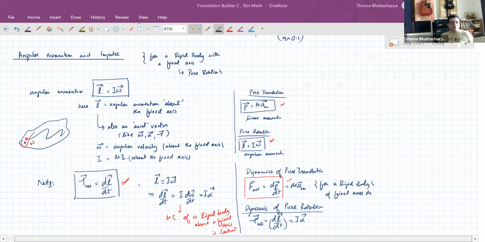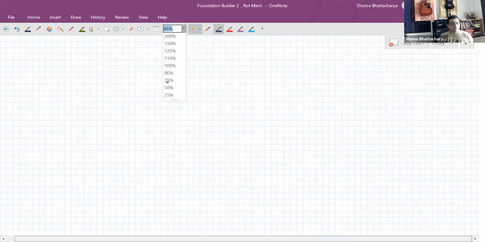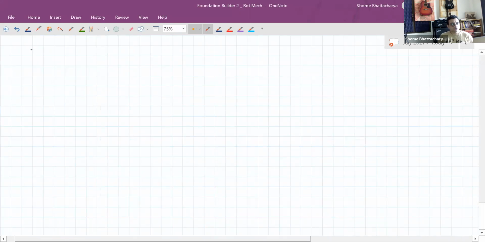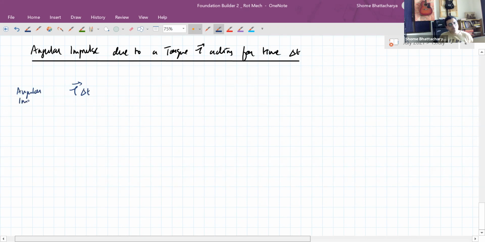Okay, so now that we understood the concept of angular momentum, next thing is the concept of angular impulse. So angular impulse due to a torque acting for time delta t is tau into delta t. That is the angular impulse.